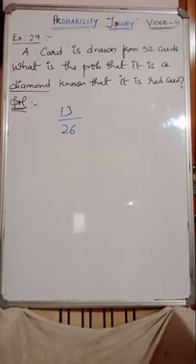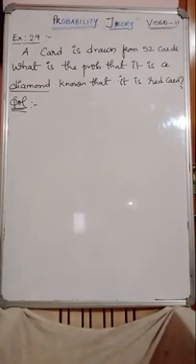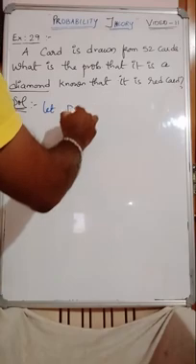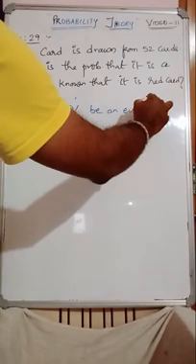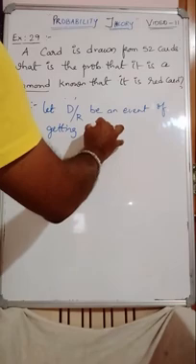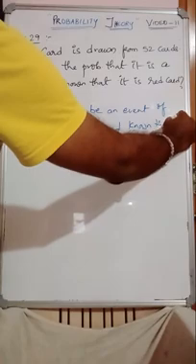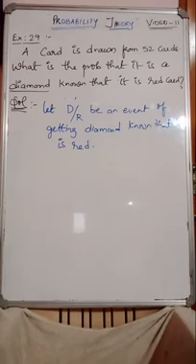For competitive examinations, this works. But from the examination viewpoint, in theory examinations, you are not supposed to write direct answers like this. So step by step, you need to follow the steps. First, write down: let D given R, diamond known that it is a red card, be the event of getting diamond, known that it is red. Right? Next event.